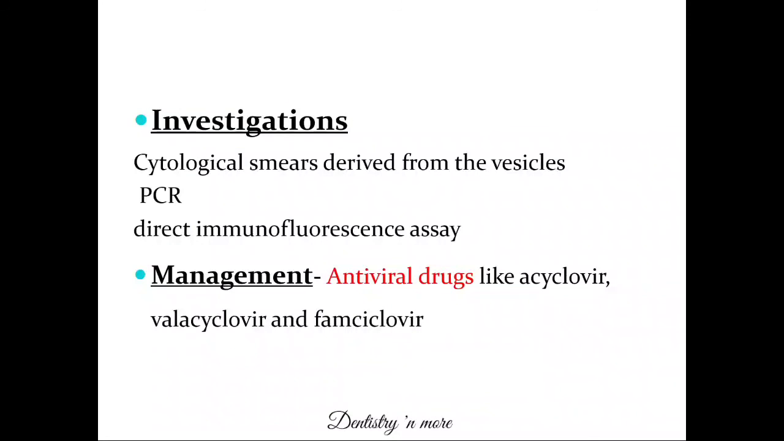The investigations for Ramsay Hunt syndrome are cytological smears from the vesicles, and you can also go for a polymerase chain reaction, that is a PCR test, followed by direct immunofluorescence assay. For managing these cases, because it's a viral related syndrome, you can give an antiviral drug such as acyclovir, valacyclovir, and famciclovir.